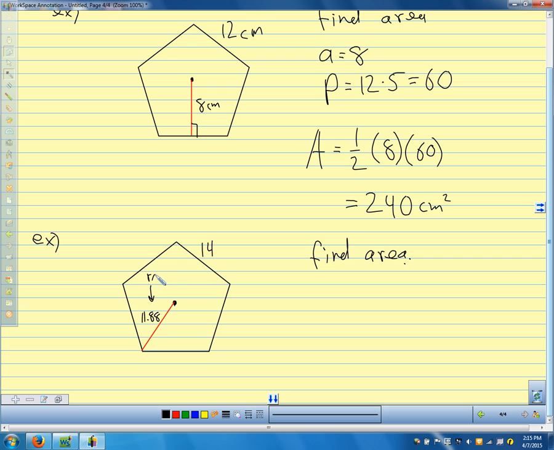That's the radius. So what do we do? We're stuck. We can't do the problem. Well, what piece do we need? We need the apothem. Let's draw it in. Use our go-to technique of drawing our little triangle. There's the apothem.